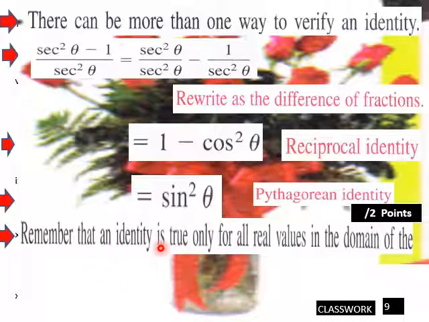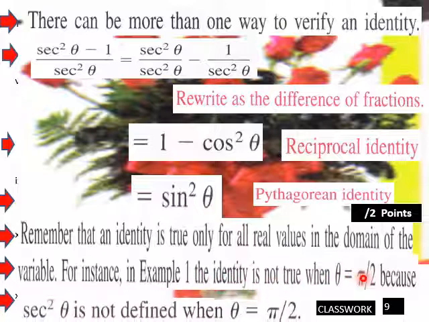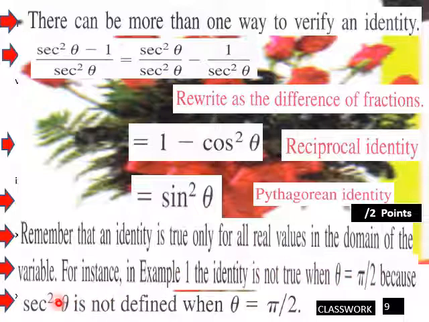And then remember that an identity is true only for all real values in the domain of the variable. For instance, in example 1, the identity is not true when theta equals pi over 2 because secant squared theta is not defined when theta equals pi over 2. So when you go through this process of verifying identities, you have to remember that none of these denominators are 0, to make sure that is the case.